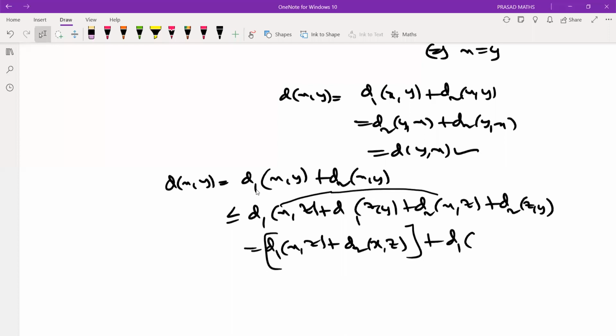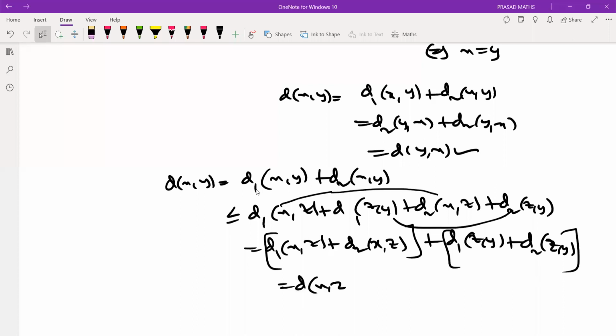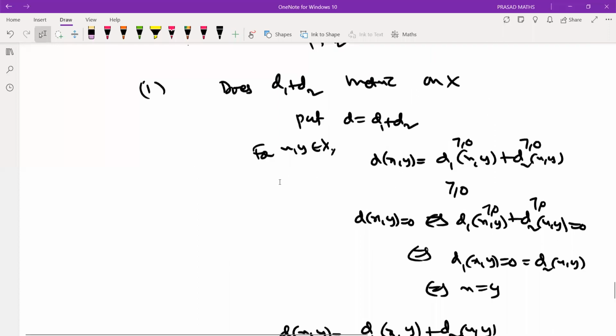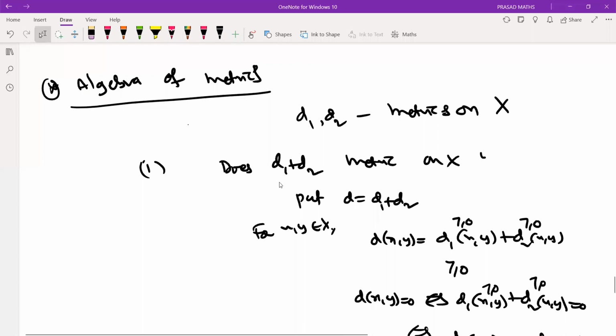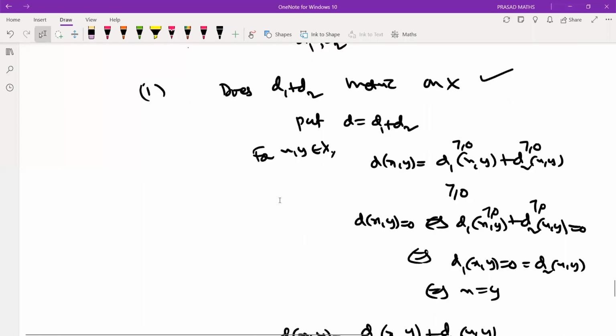Plus d1 of z, y, join this and this. This is d1 of d of x, z by definition. This is d of z, y. So it satisfies triangle inequality. Hence it is a metric. So what do you conclude? Sum of metric is always a metric.